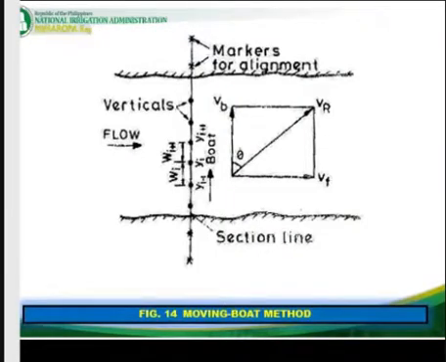So in this case, this is only applicable for the moving boat method, whereby you make use of alignment. So you just check. But for wading, you will no longer use this, no? But in case there is a correction because of the flow, the formula is applied in order to get the vertical velocity.